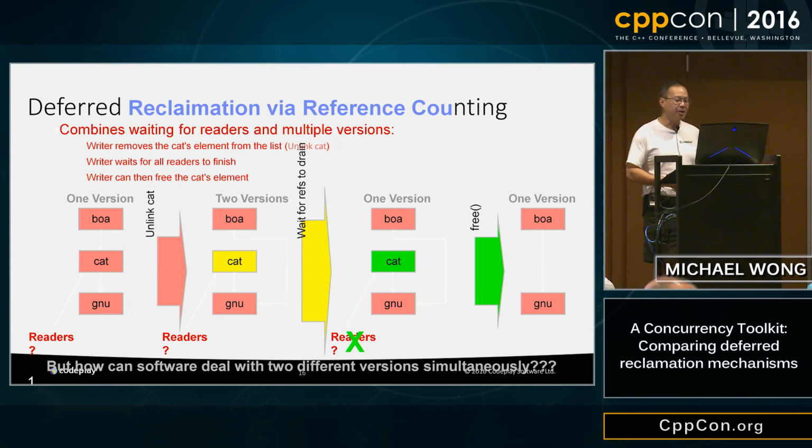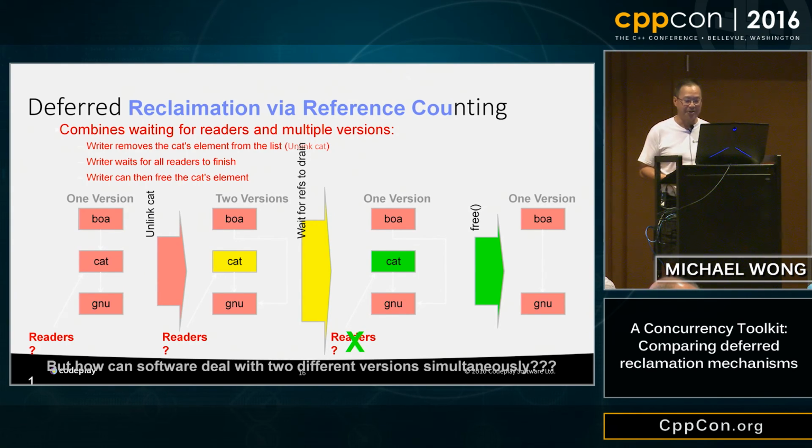So here I want to look at what this really means. When you have deferred reclamation via reference counting, what you're doing is combining waiting for readers and multiple versions. The four-state process of removing the data element corresponding to Schrodinger's forecat is shown here.